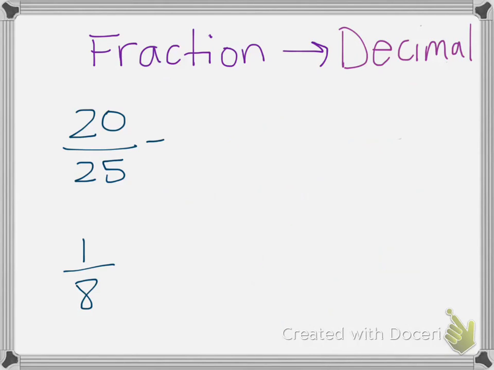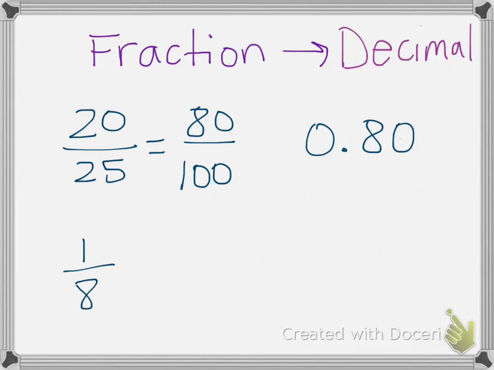So for example, this first fraction, I really know that this is 80/100ths. So right away I know that 80/100ths looks like that. I could also write it like 8/10ths, which divide them both by 10, that would be 8/10ths. So that's just kind of using your number sense.